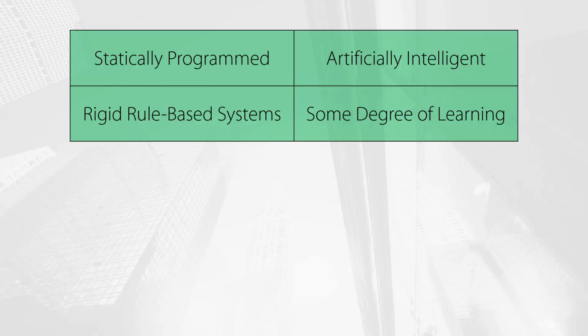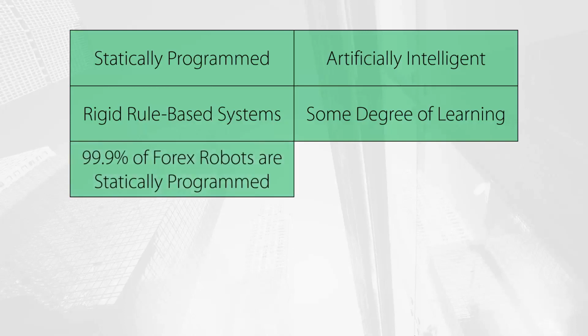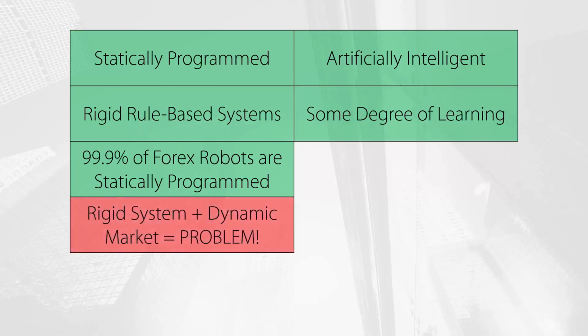99.9% of the Forex robots you see out there are statically programmed, meaning that they operate under a set of rules designed by a programmer. Here lies the heart of the problem. The financial markets are an incredibly dynamic system, and it changes all the time with a good degree of temporal unpredictability. Expecting a rigid rule-based system to work in an ever-changing system like the markets is just not reasonable, and it is doomed to fail every time.